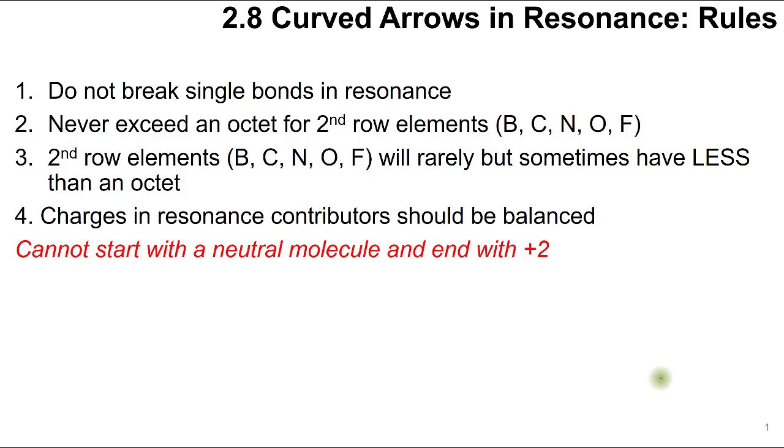You don't want to break single bonds in resonance. Never exceed an octet for second row elements. That means that any sp3 carbons also should not be getting extra electrons. Second row elements, including boron, carbon, nitrogen, oxygen, and fluorine, will rarely, but sometimes, have less than a full octet. So we may see things that are positively charged because they don't have a full octet.